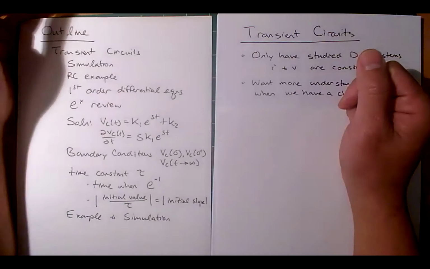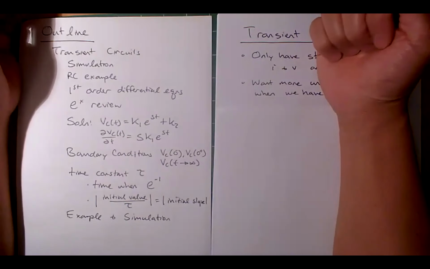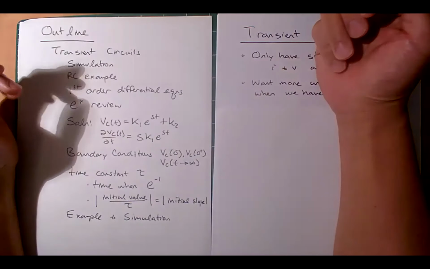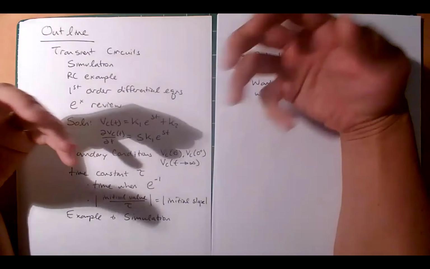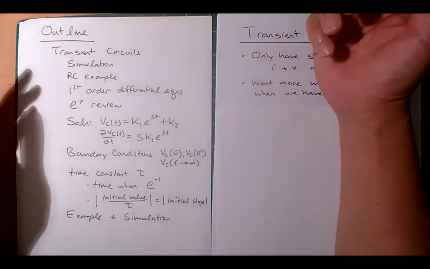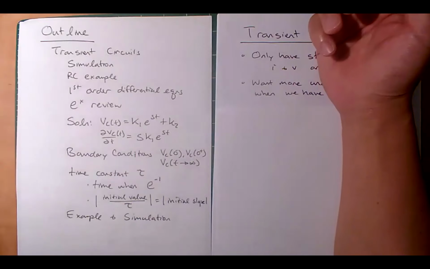Hi, this is ET250 Lecture 12. As we stated in the last lecture, we're going to begin our discussion on transient circuits and transient behavior. Today, we'll look at how capacitors behave in a transient condition. And so we're going to look at a simulation and an RC, or resistor capacitor, example.